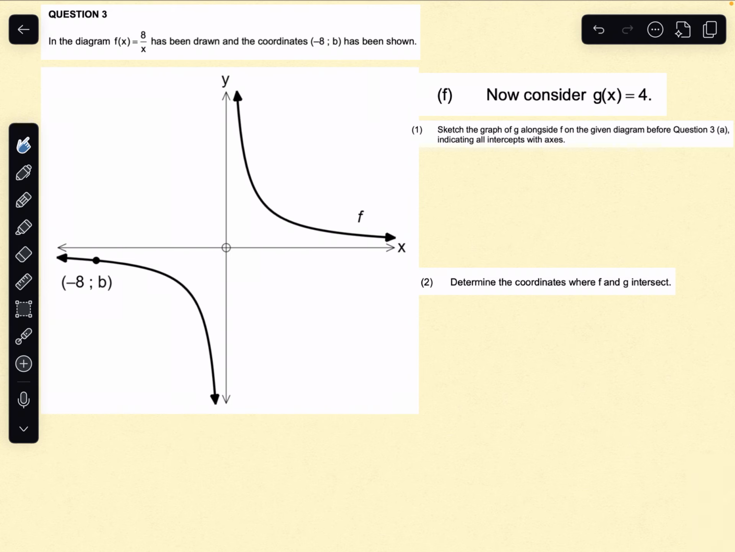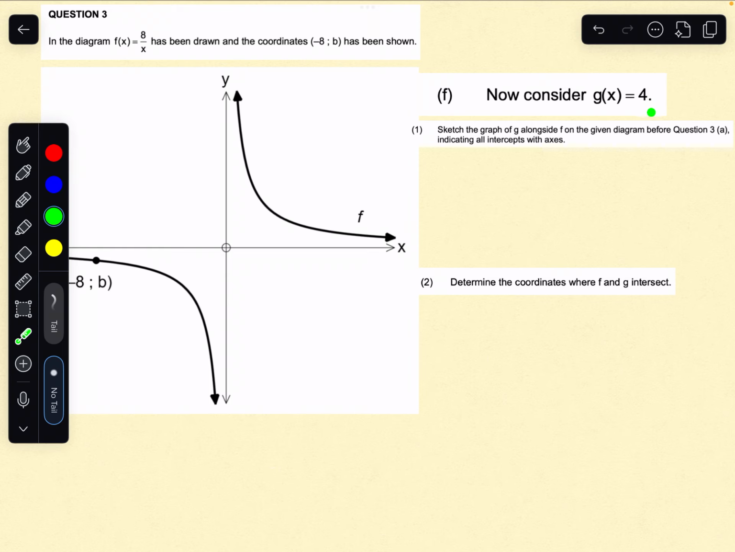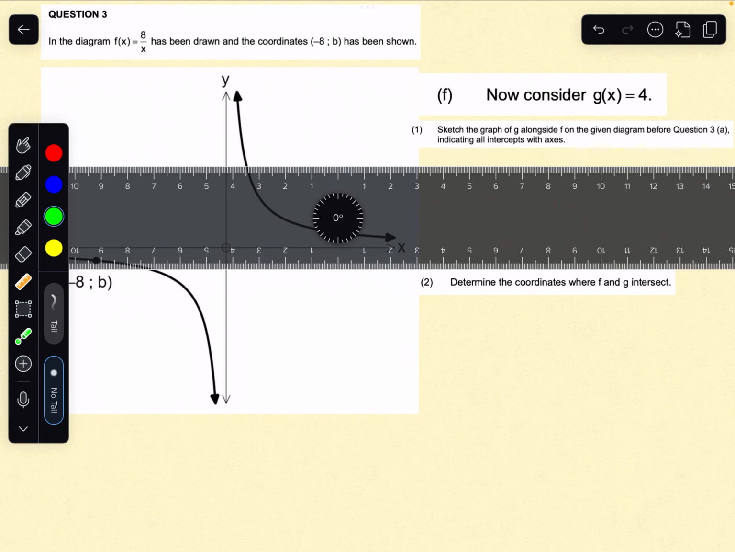Right, then the last question is, consider g of x is equal to 4. So this is a function where no matter what your input is, the output is always 4. So that's going to be a horizontal line, y is equal to 4. The first question says, sketch the graph of g alongside f on the given diagram before question 3a, indicating all intercepts with axes. Right, so here we go.